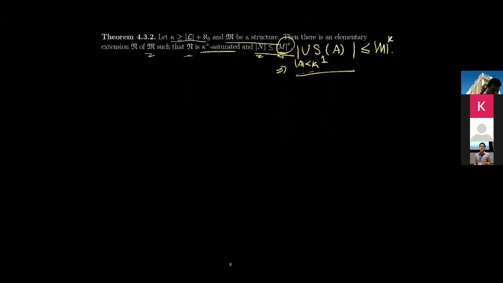Okay, and how do we construct this elementary extension? The idea is we will try to list all of the possible types that we can have. So here, what we're going to do is start from a set M, right? And we can look at the set of A, where A is a subset of M, and the cardinality of A is less than kappa. Okay, so here we can look at this. And what we can do next is we can enumerate.